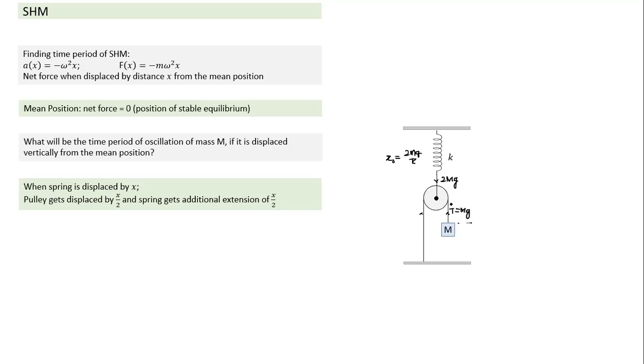But when it displaces, what will happen? The force will change. There are two forces acting on the mass, tension and mg. mg won't change. The tension will change. Why would tension change? Because the spring will get elongated, and when the spring gets elongated, the force in the spring changes. Tension is half of whatever the force in the spring is, and that's why the tension changes, and that will give rise to a net force.